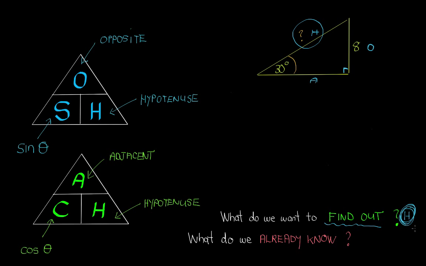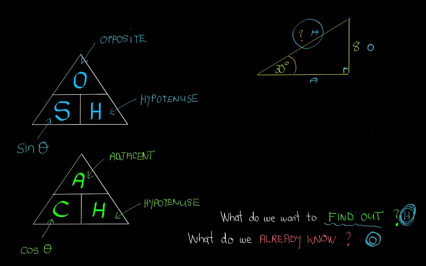The second question we ask ourselves is, what do we already know? What side do we know? Well, we don't know the adjacent, but we know the length of the opposite. So it's the opposite that we already know. Okay, so we're trying to find H, and we know the opposite.